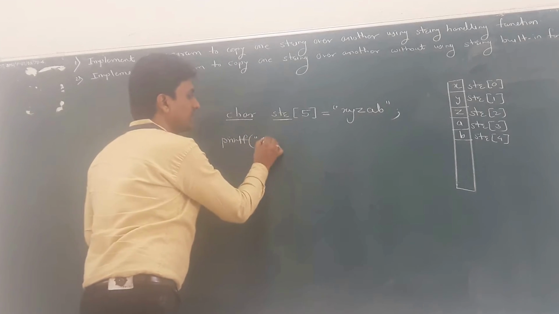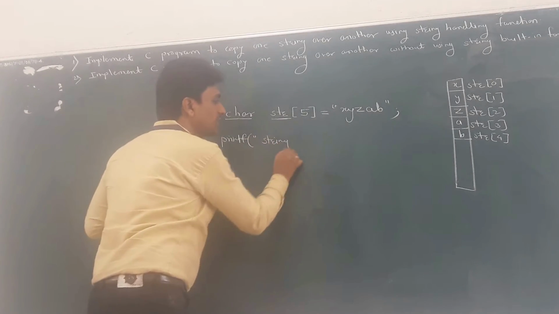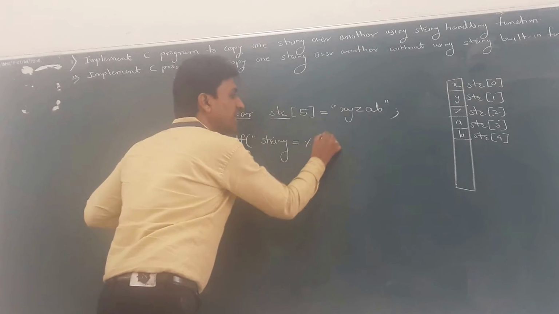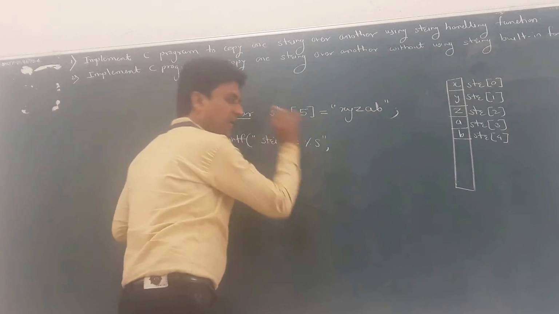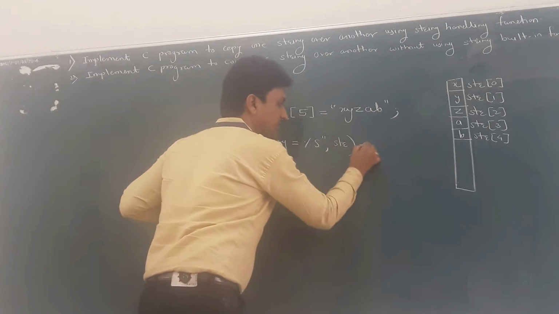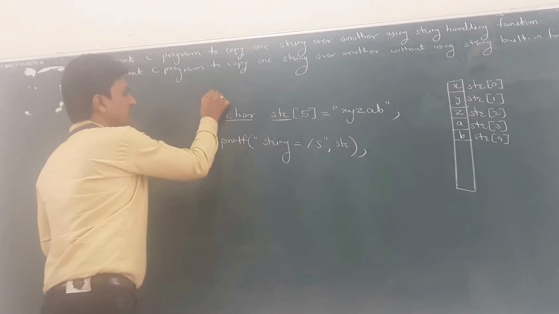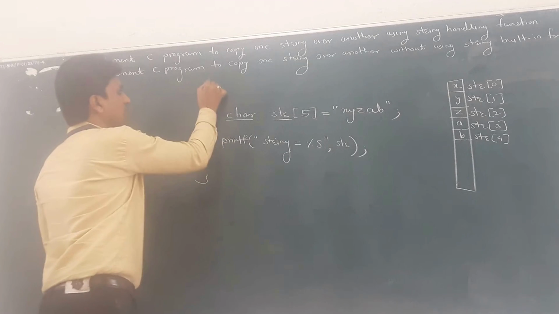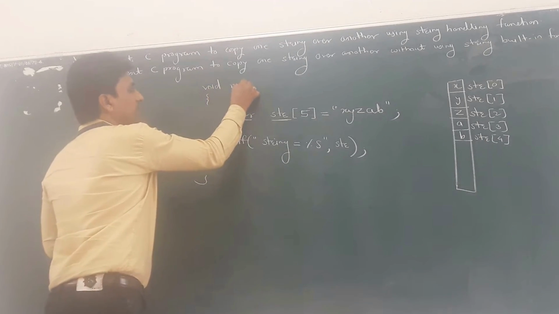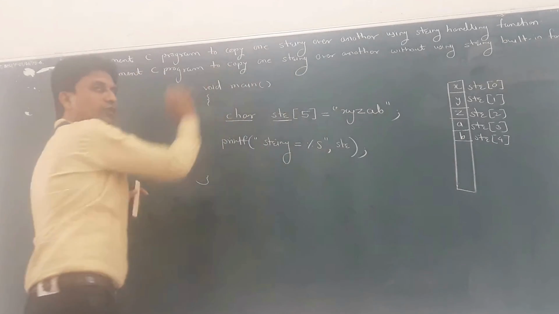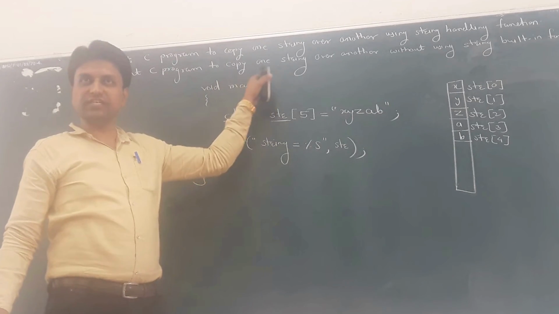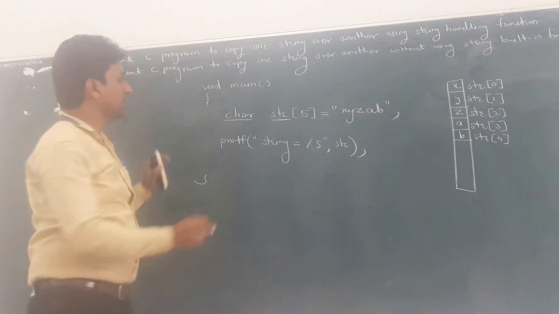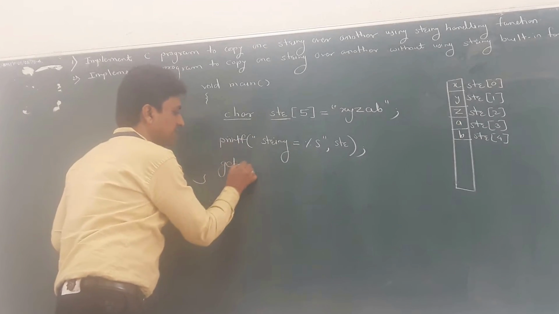And if you want to display this string, for displaying you can use the printf statement. So printf "string is equal to %s", comma, and write the name of the string, that is str. This is the name of the string. Okay, so this is the simple program. It starts from void main, include 2 header files, first conio.h and stdio.h. After that, print it, getch.